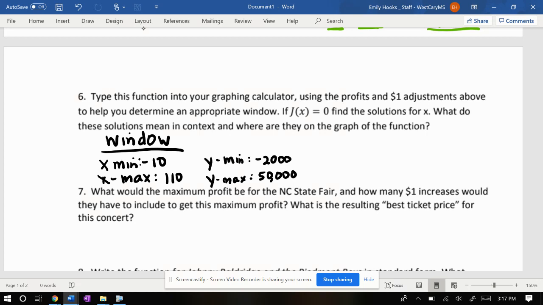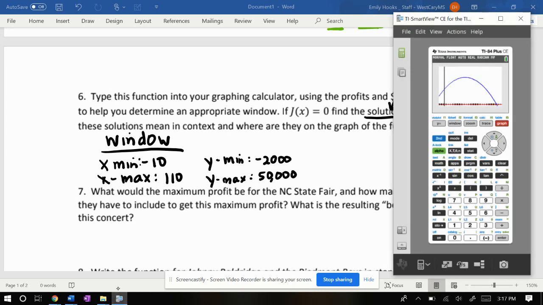And then they want us to find the solutions, which when they say solutions, what they mean are your x-intercepts. So let's go back to the graph and see what we find. I'm going to change my window so that we can see the back half of the graph. I'm going to make that -50, and then maybe -10,000. Let's graph that. Okay, that's a much better graph.